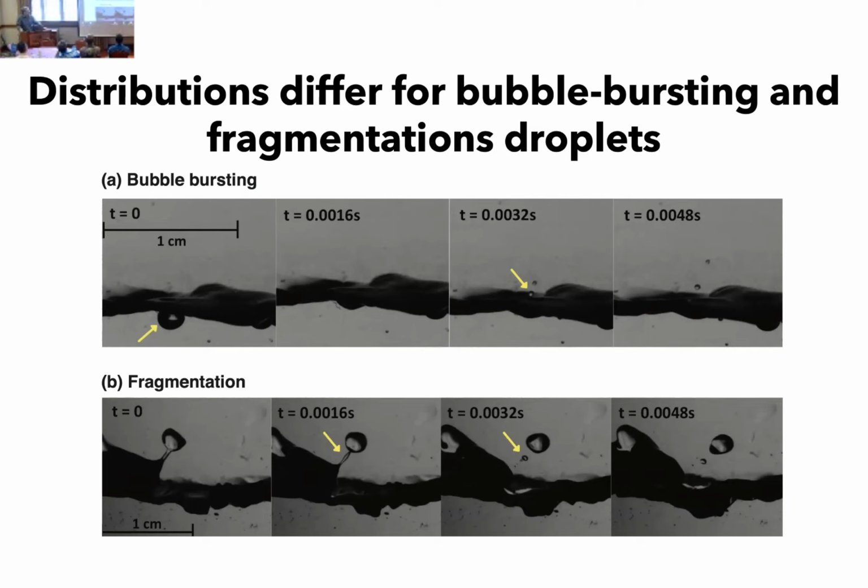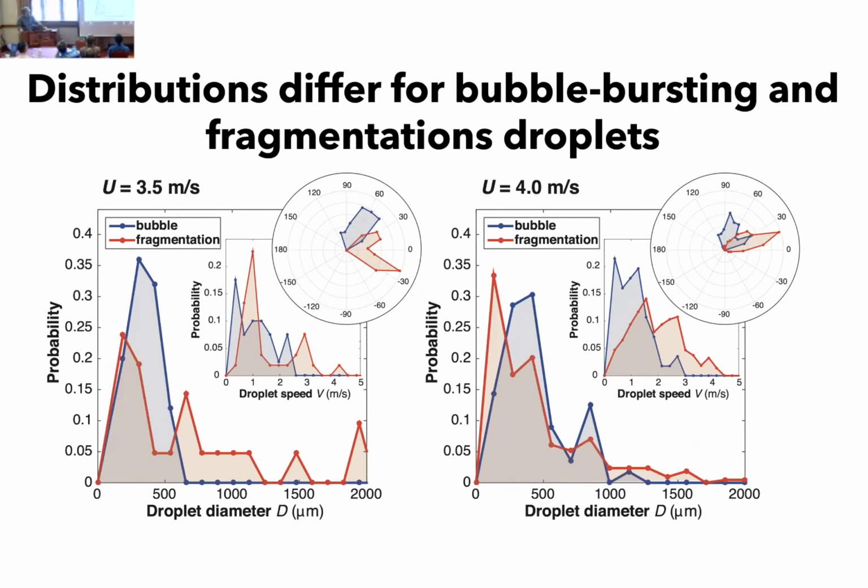I had mentioned bubble bursting and fragmentation as being 2 different mechanisms we saw. Going back and looking at it by hand, Renee actually went and found the 2 distributions. We saw mostly for the small speeds, we were able to see these 2 existing simultaneously. But I'm showing in blue the diameter, speed, and ejection angle for bubble bursting and fragmentation. And you see that they're different.